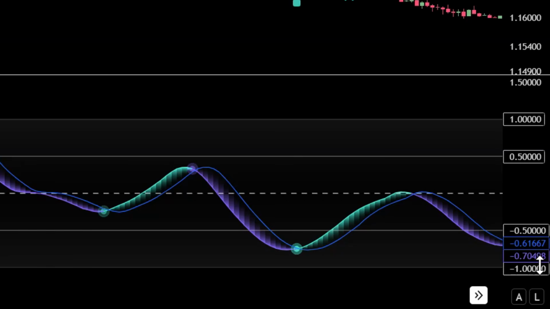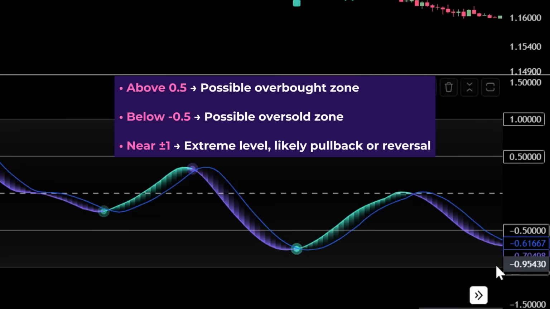Here's how it works. When the oscillator is above 0.5, the market might be overbought. Buyers may soon slow down. When it's below minus 0.5, the market might be oversold. Sellers are losing strength and buyers could step in. If it reaches 1 or minus 1, that's an extreme, often a sign of a pullback or a short-term reversal.